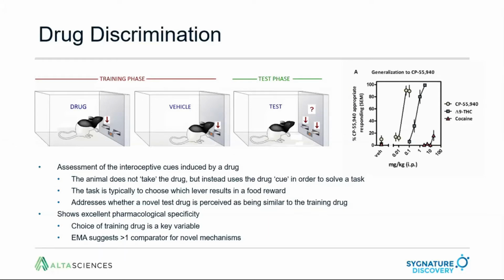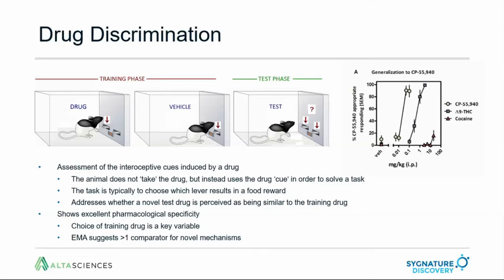In contrast, another drug of abuse, in this case cocaine, doesn't show the same response. And that's an important point about this assay. This isn't about whether or not a drug has abuse potential, it's about whether it is similar to the training drug. So cocaine, of course, is completely recognized as having clear abuse potential, but of a very different mechanism, a different pharmacology to the training drug in this assay.